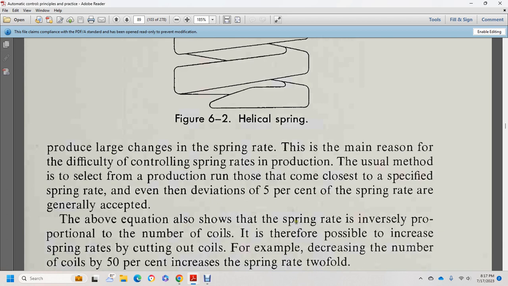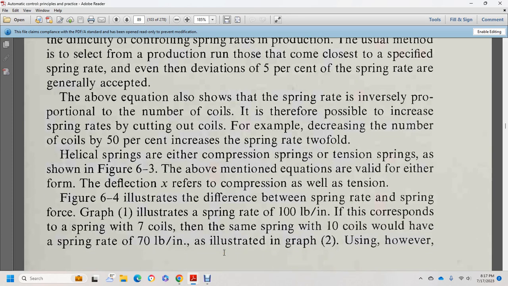The equation above also shows that the spring rate is inversely proportional to the number of coils, so it is possible to increase the spring rate by cutting coils out. For example, decreasing the number of coils by 50% increases the spring rate twofold, for helical springs, compression springs, or tension springs, as shown in figure 6.3, using the equation mentioned above for either deflection in compression or tension.